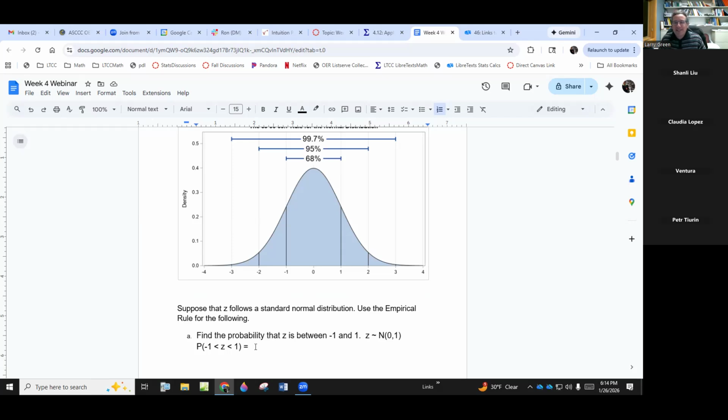Remember? So 68%, you need to turn it into a decimal. That's 0.68. Any questions on that? So the probability that z is between -1 and 1 is 0.68. Any questions on that? Not too terrible, right?